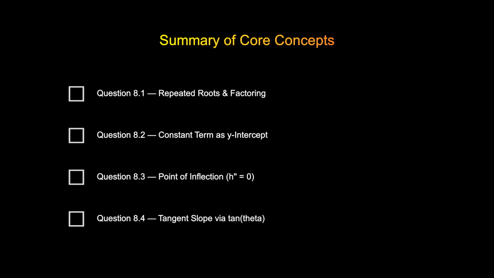To summarize what the examiners were testing. For 8.1, they wanted to see if you could read the graph and build the factored form using repeated roots. For 8.2, a 1-mark gift if you knew that r is always the y-intercept. For 8.3, second derivative set to 0. That is all they wanted.